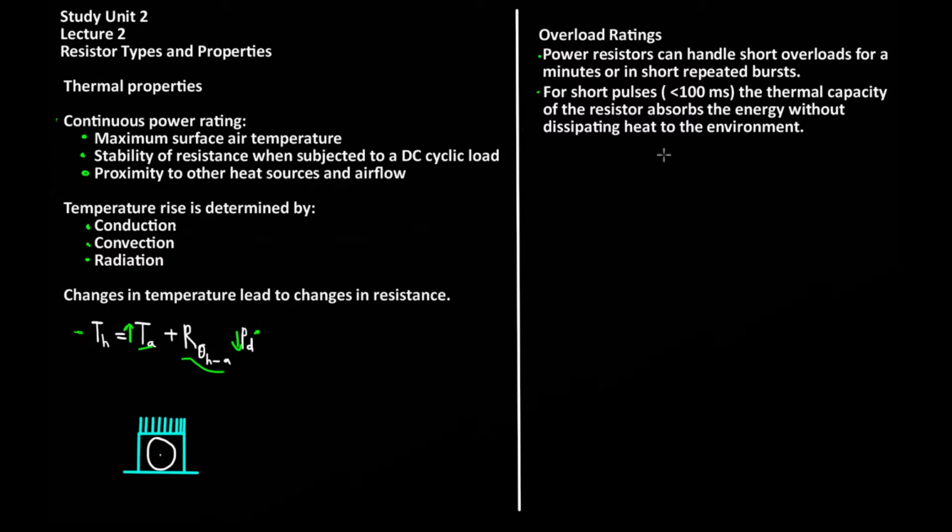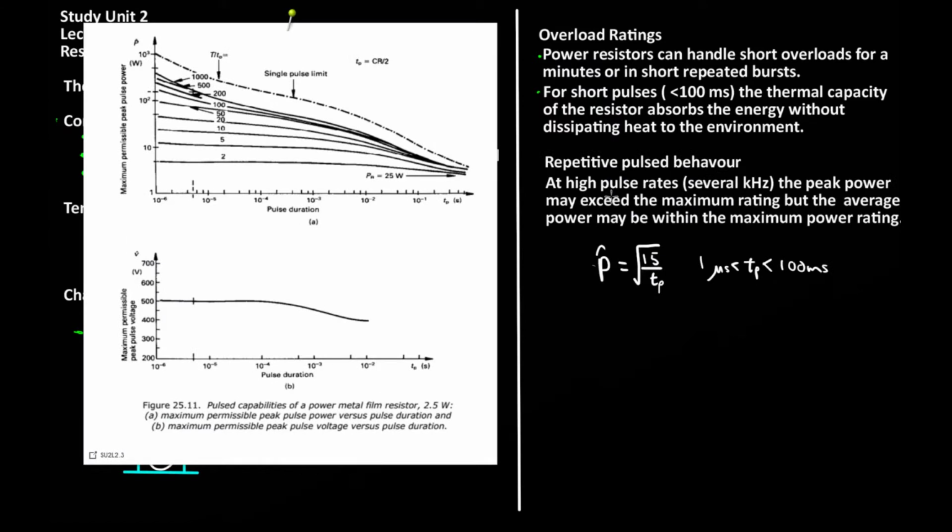What this means is, as the energy passes through, the resistor will have a certain capacity to absorb heat before it starts to re-radiate or dissipate that heat into the environment, and this is the thermal capacity of the device. If the pulse rate through the resistor is very high, then the repetitive pulse behavior will be slightly different than for overload ratings. At very high pulse rates, on the order of several kilohertz, or several thousand times per second, the peak power may exceed the maximum rating, but because the pulse is so short, the average power dissipated in the resistor will be within the maximum power rating of the device.